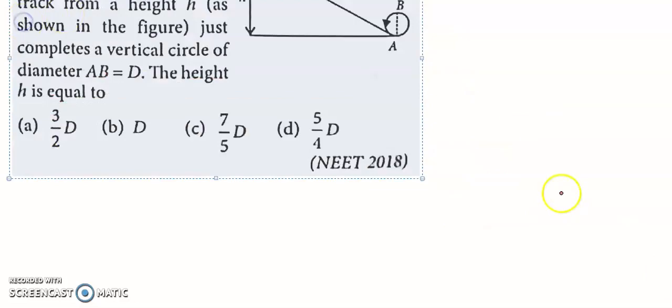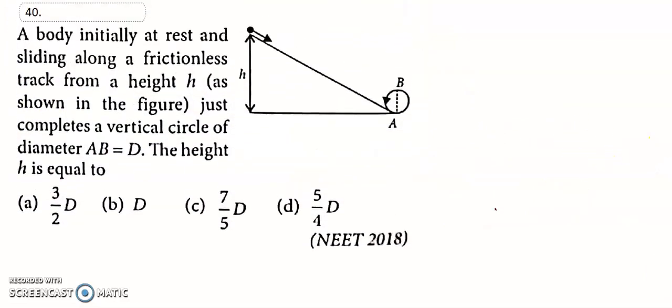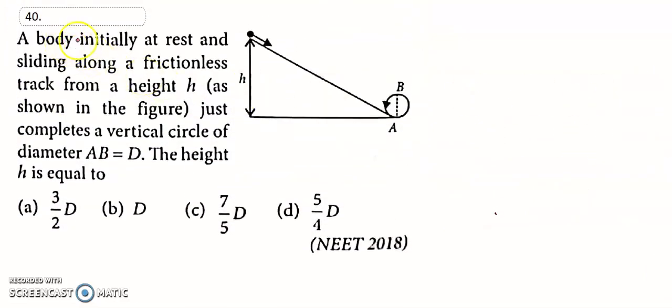Now question number 40. A body is initially at rest, sliding down a frictionless track from height h. Just to complete the vertical circle, the height h is equal to what, in terms of the diameter D? Since the track is frictionless, this is about energy.